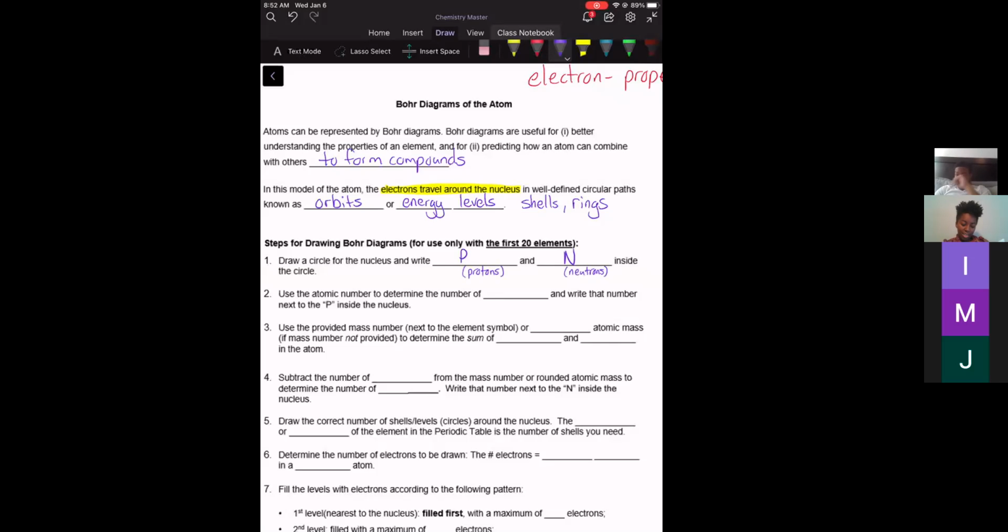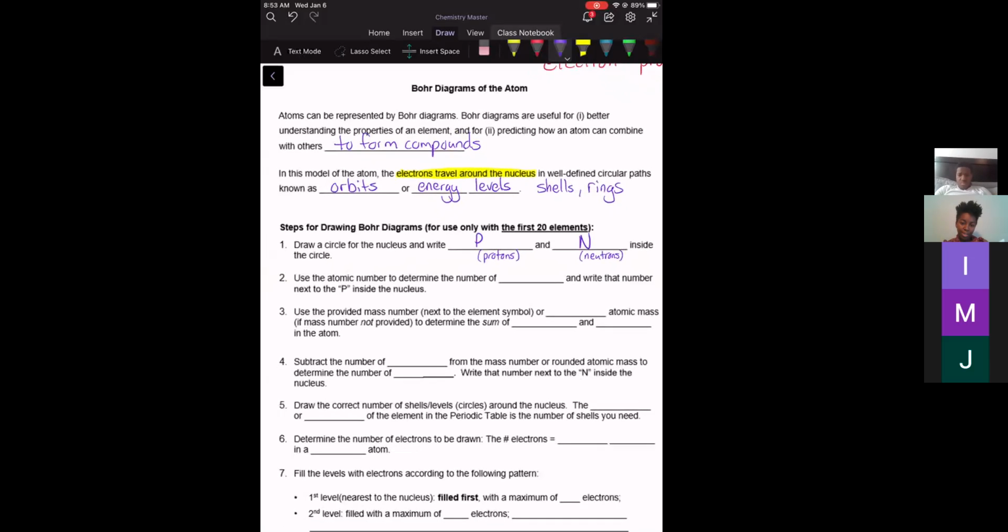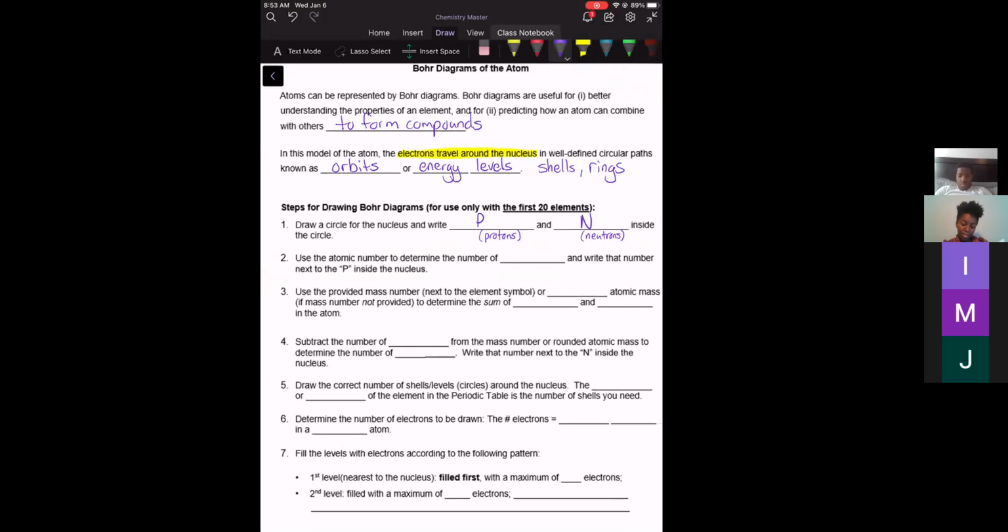Then it says, use the atomic number. So I'm on step number 2. It says, use the atomic number to determine the number of protons, because that's what the atomic number tells us. So remember, the atomic number is the number of protons. I'm just doing this so you know that these are the same thing. If you can't highlight or you're having a hard time highlighting, that's okay. Use the atomic number to determine the number of protons and write that number next to the P inside the nucleus. And we'll go back and actually do one of these using the steps.